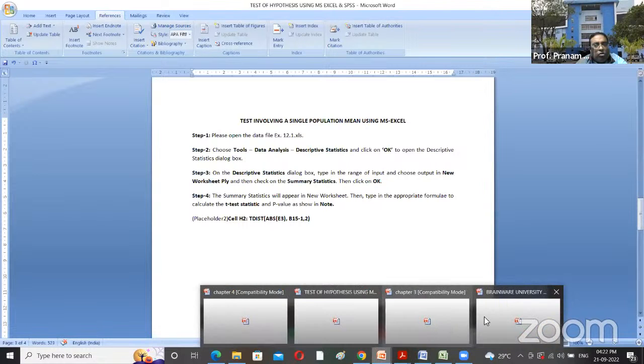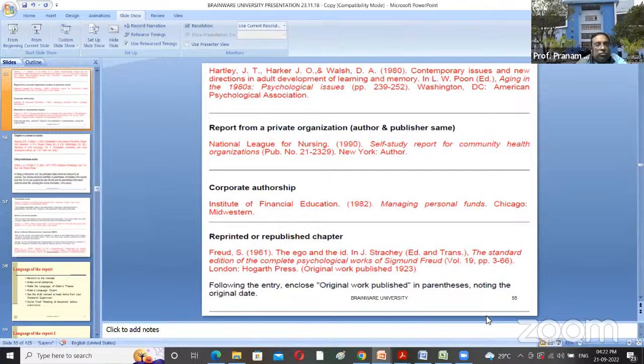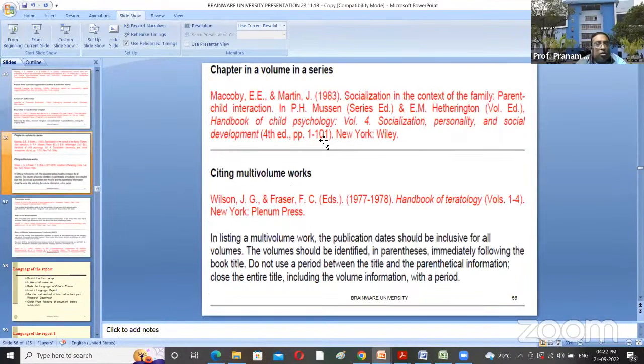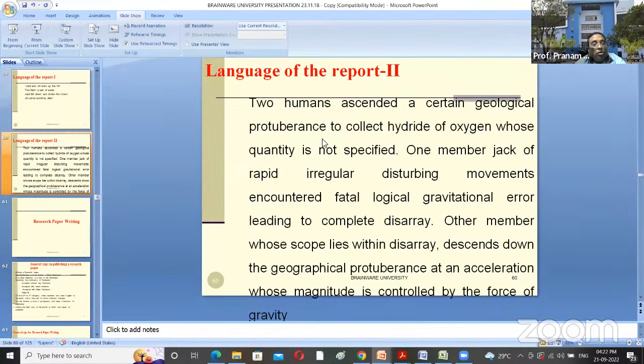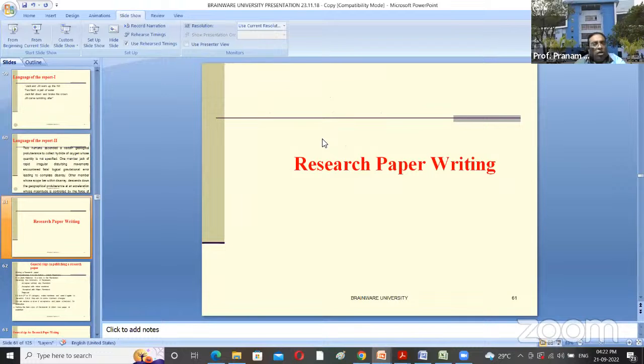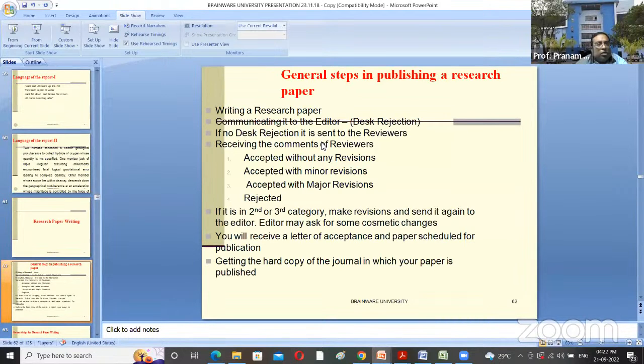Now coming to the other parts, that is APA, MLA. Next there is language of the report. Language of the report I am skipping. Then research paper writing. There are certain tips in publishing the research paper, and this is another episode. It will take a long time.